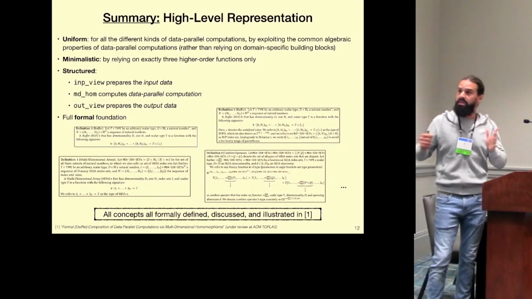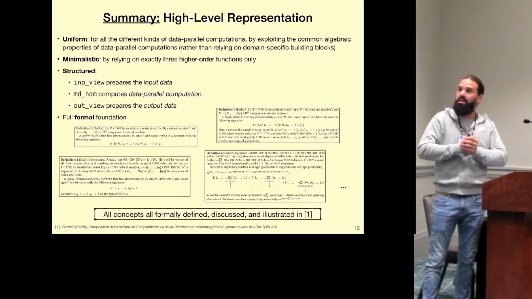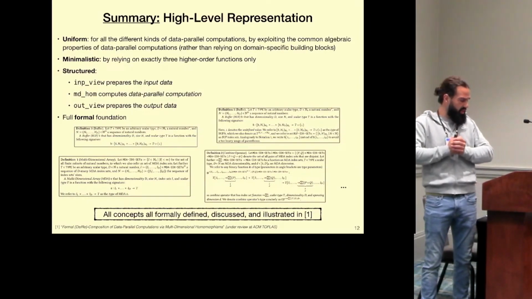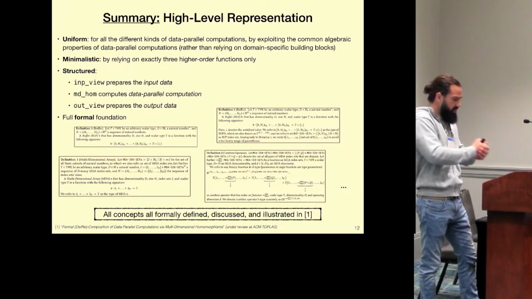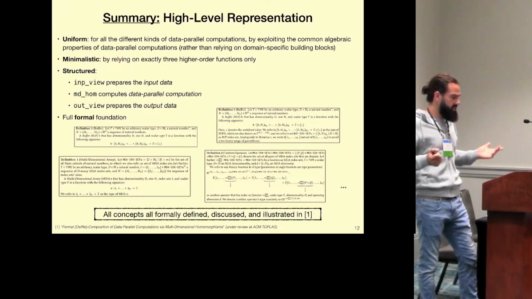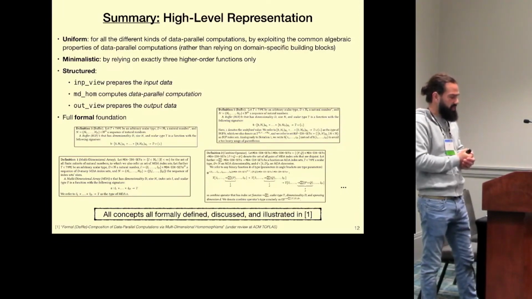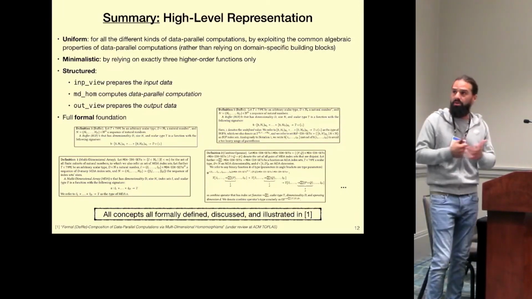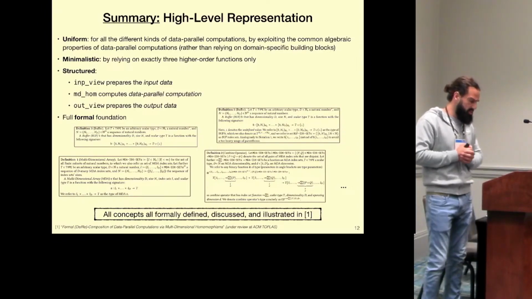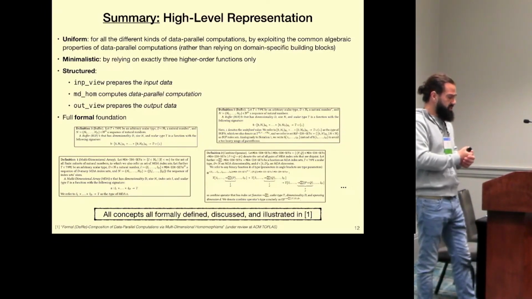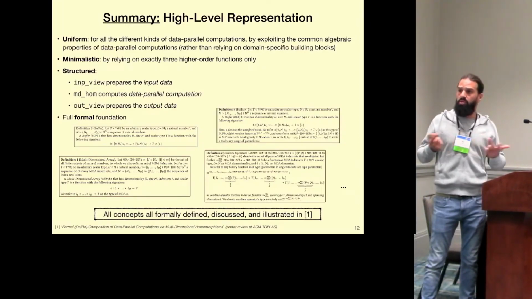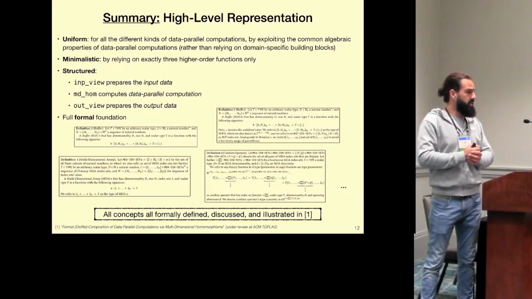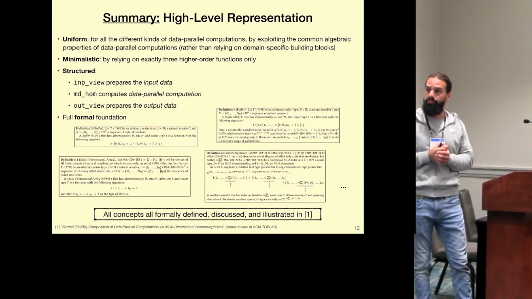Okay, that's actually everything that I wanted or can say for time reasons about our high-level representation in this talk here. So to quickly summarize, we wanted our representation to be uniform for all the different kinds of data parallel computations, and we achieved this goal by exploiting the common algebraic properties of data parallel computations, rather than relying on domain-specific characteristics and building blocks. We wanted to be minimalistic, and we achieved this by relying on only 3 higher-order functions. And we want it to be structured, so we always use InView, MDH+, and OutView, always functionally composed in the same order to express any kind of data parallel computation.